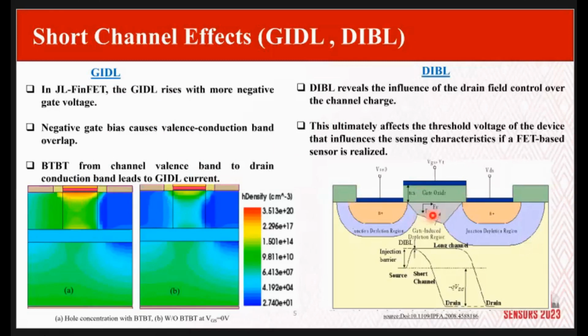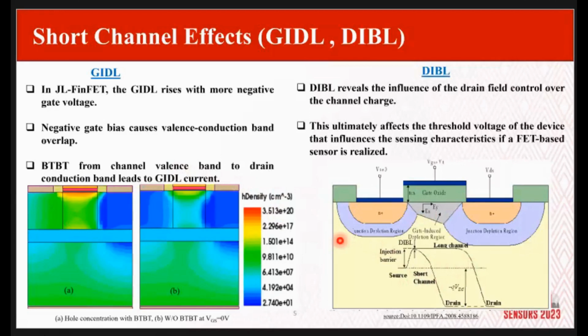And DIBL is very similar, but you don't modulate the voltage on the gate, you modulate the drain bias. So you have a source and a drain, and you modulate the drain bias. The channel is very short. And what is happening here is that instead of the rectangular barrier that you see inside the channel, when you make it shorter, it becomes triangular, right? So both of these effects have an impact on your device performance.